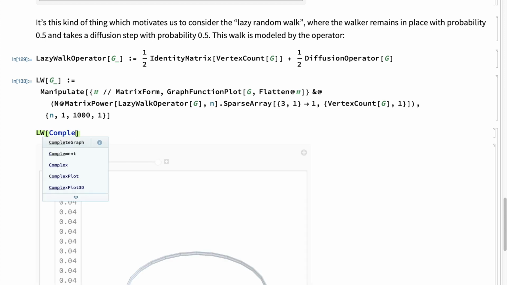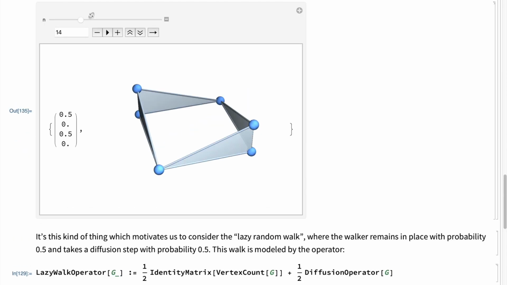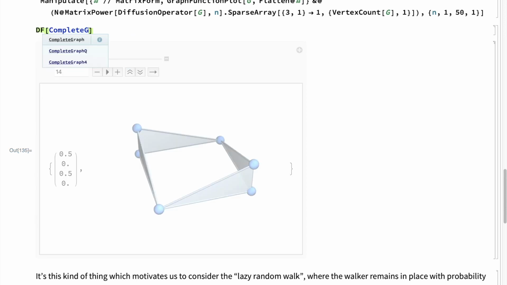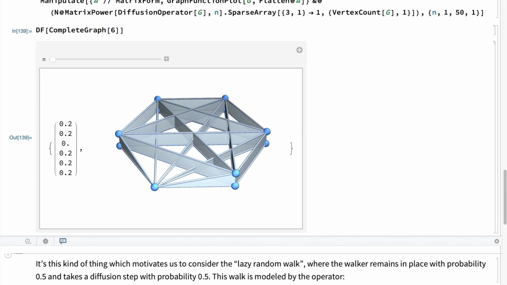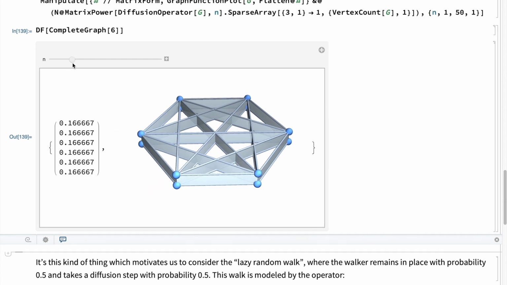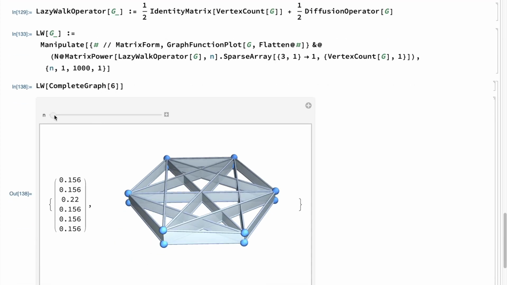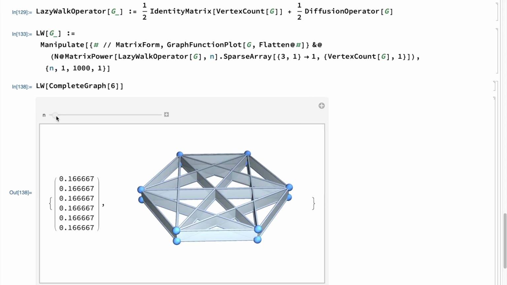Let's look at the complete graph. So here is regular diffusion on the complete graph with 6 vertices. And notice that starting here, you already have an equal chance of being anywhere else, and extremely quickly it converges to equal probabilities of being anywhere on the complete graph. If I do the lazy walk, it converges even faster.